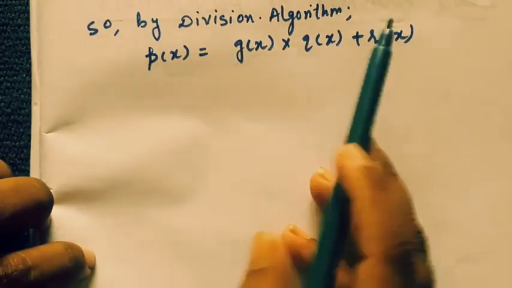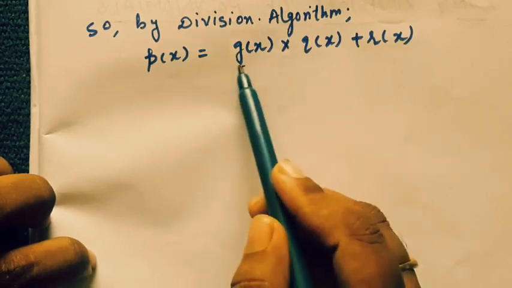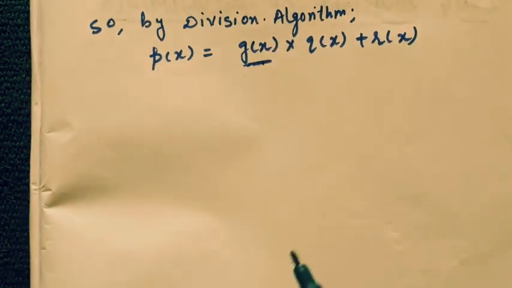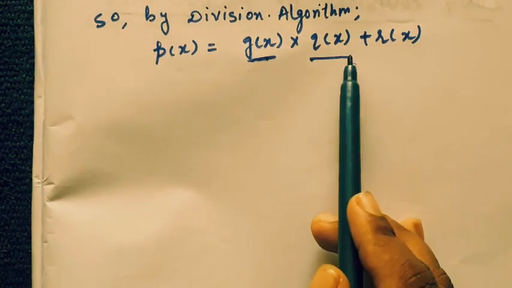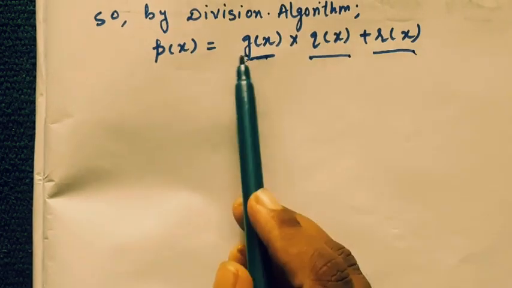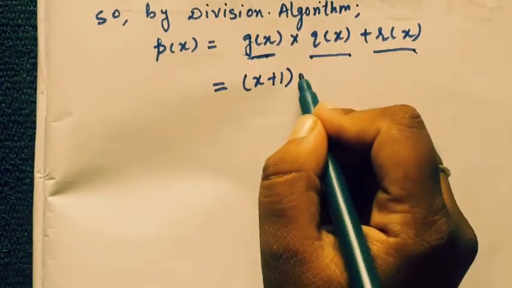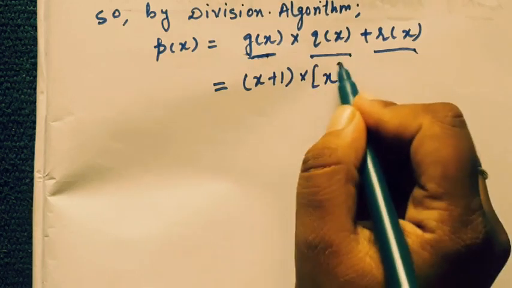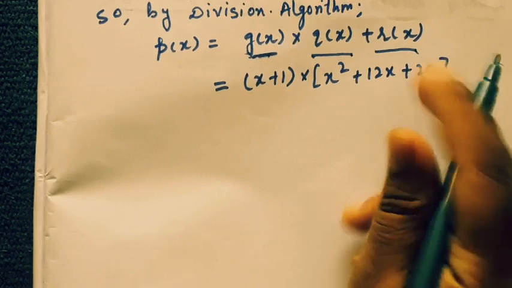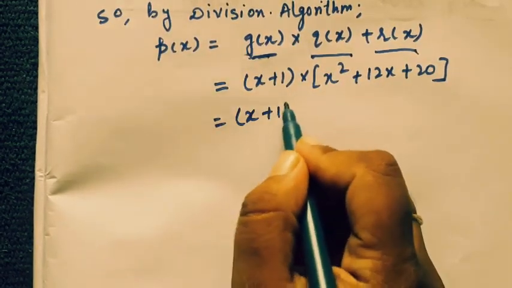Now as you know that by division algorithm, p(x) can be represented by the product of g(x), where g(x) is the polynomial of the divisor, q(x) is the quotient polynomial and r(x) is the remainder polynomial. So g(x) was x plus 1 and the quotient I got is x square plus 12x plus 20, right? And r(x) I know is 0.